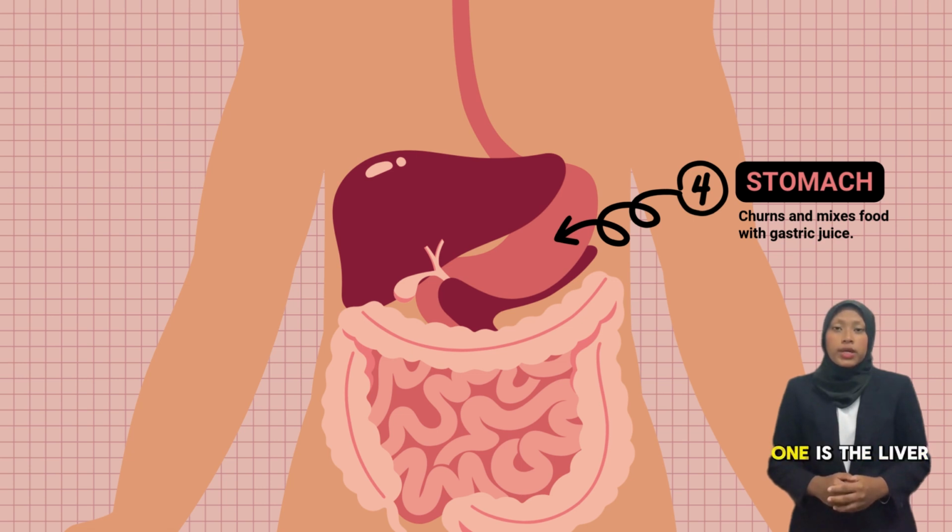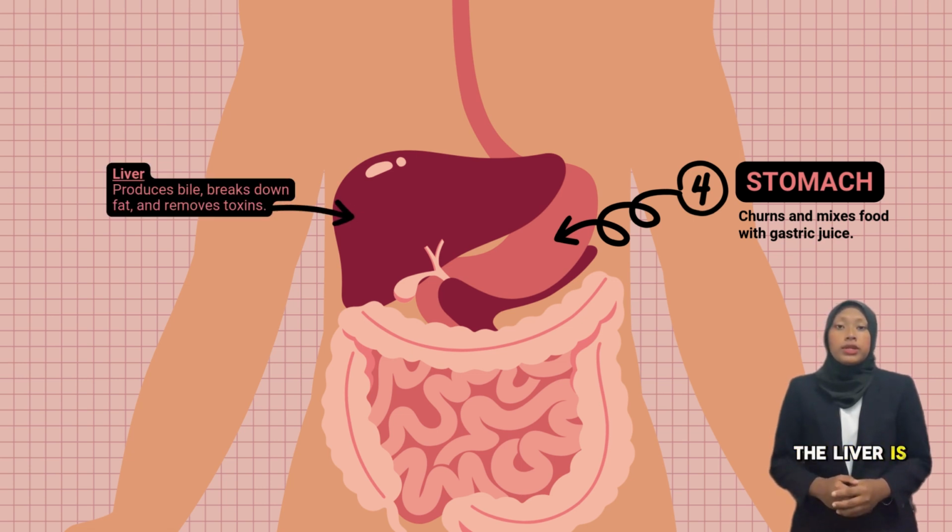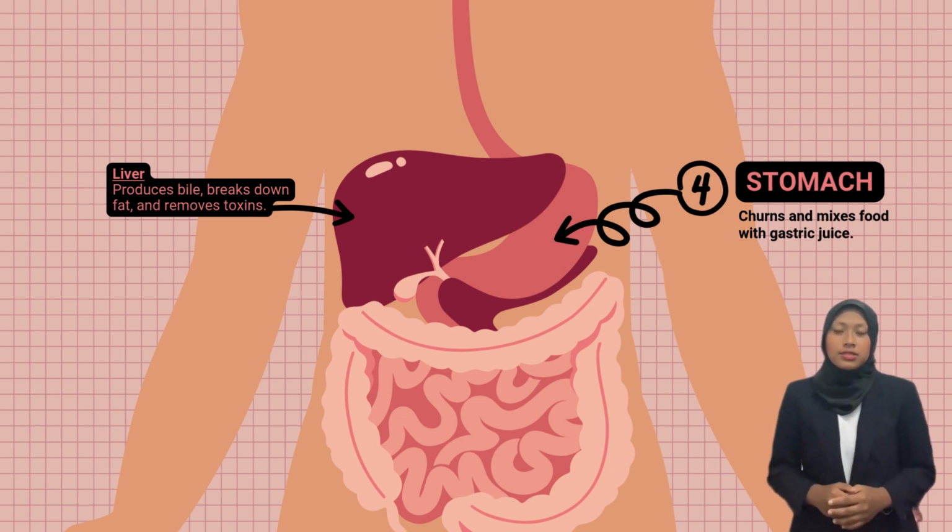So, the first one is the liver. The liver is the largest internal organ and plays a crucial role in digestion. It produces bile, which helps break down fats and also detoxifies harmful substances in the body. After bile is produced, it is transported through the biliary tree to either the gallbladder for storage or directly into the small intestine for digestion.